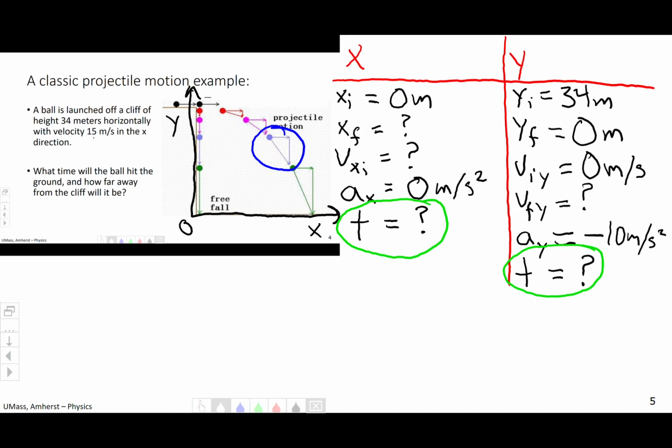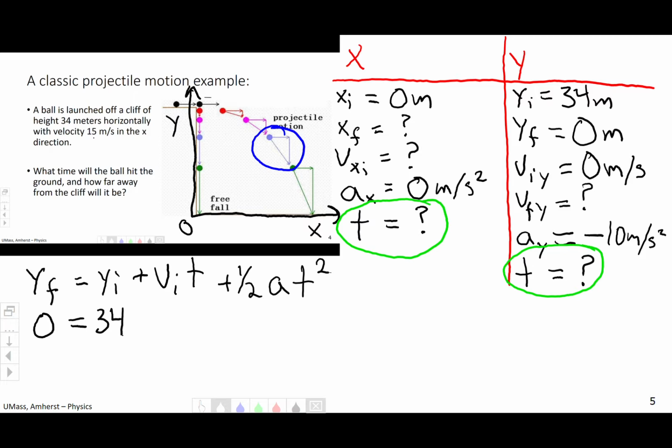Okay, so let's use one of our projectile motion kinematics equations. The most useful one for us is going to be the one that includes acceleration, position, and velocity. So let's do it in the y direction. y final is equal to y initial plus velocity initial times time plus 1/2 acceleration times time squared. Let's use the y quantities. So that means that the final y position is 0. The initial y position is 34 meters. The initial velocity is 0. And the acceleration is negative 10 meters per second squared.